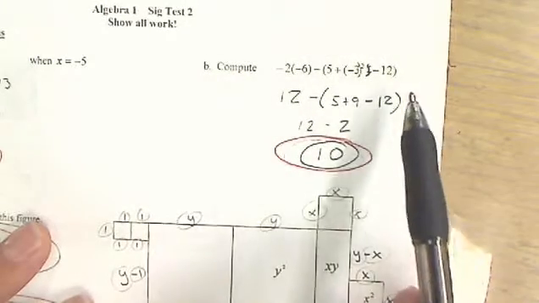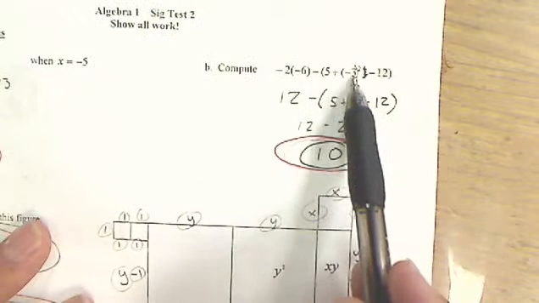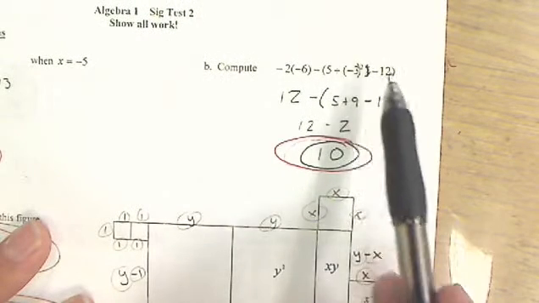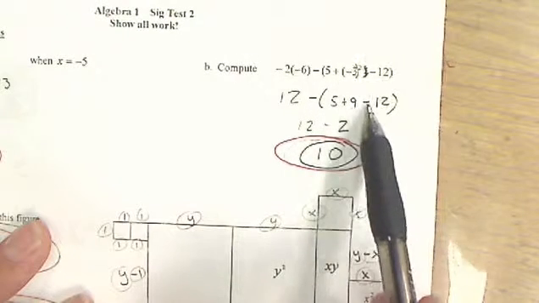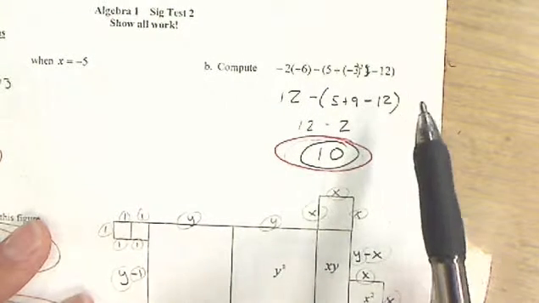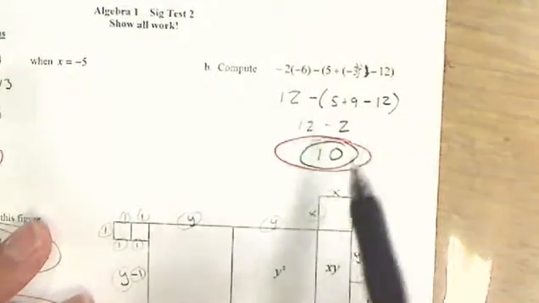Order of operations, I have to look inside the parentheses. And then I square the negative 3 and that gives me a 9. So it's just 5 plus 9 minus 12, which is 2. Subtract it and I get 12 minus 2. That's my 10.